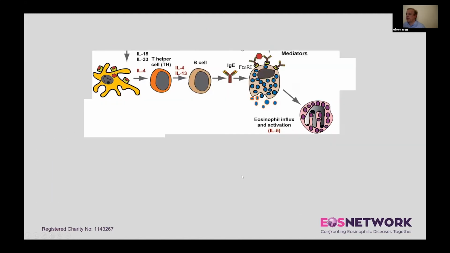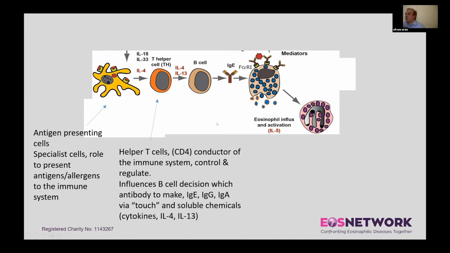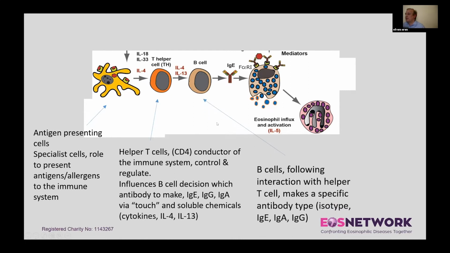So I've covered that. Just to reiterate, these antigen presenting cells are very important and very specialized. Their main role is to present proteins to these CD4 cells, and they've got the armory to do it well normally. These are the helper cells I talked about, and the B cells are important in generating antibodies, so IgE in terms of allergy, but other antibodies too.